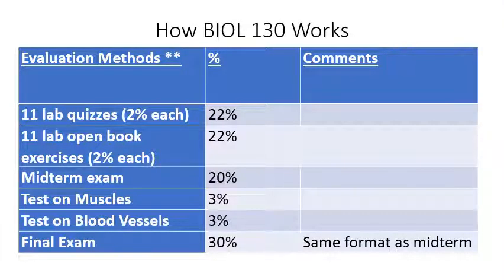This is how the grades are distributed. So you do your weekly lab quizzes. They're worth 2% each for a total of 22%. We do our weekly open book coloring book exercises. Those are worth 22% in total. We have a midterm worth 20%, a test on muscles, which is worth 3%, a test on blood vessels, which is worth 3%, and a final exam, which is worth 30% for a total of 100%.